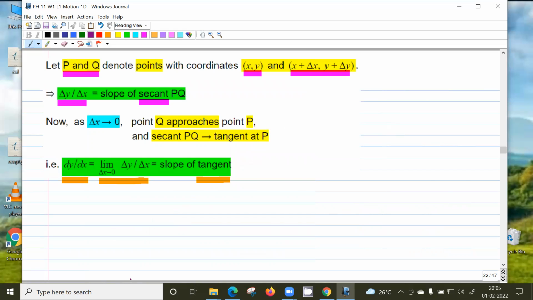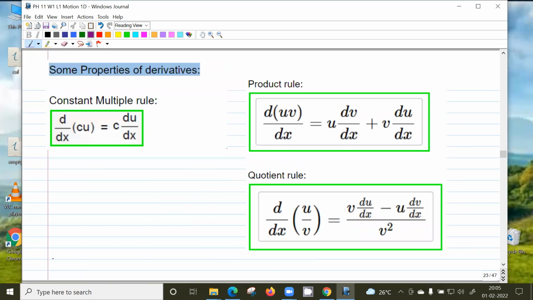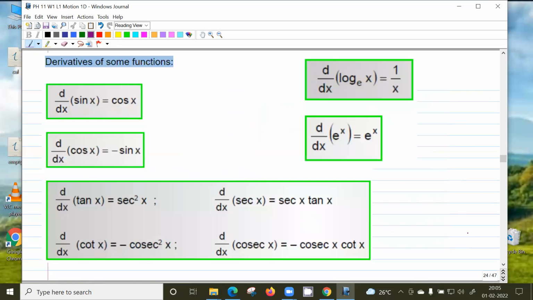That's what I've said. These things you have to know, because while solving problems, these are simple. The UV rule. And derivative of sine x is cos x, right? How do you remember this?